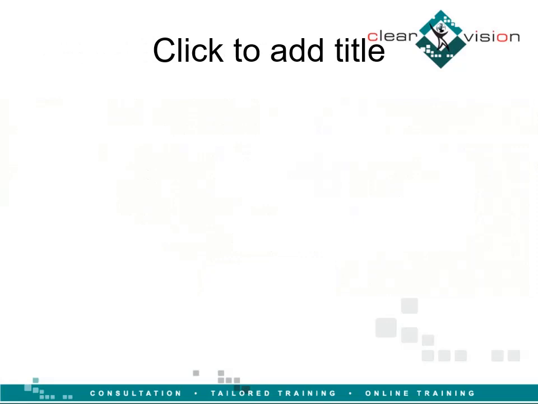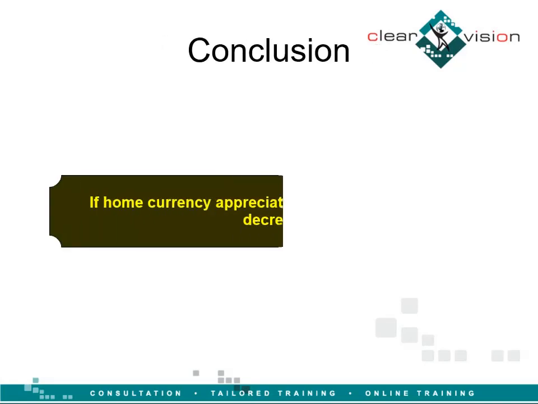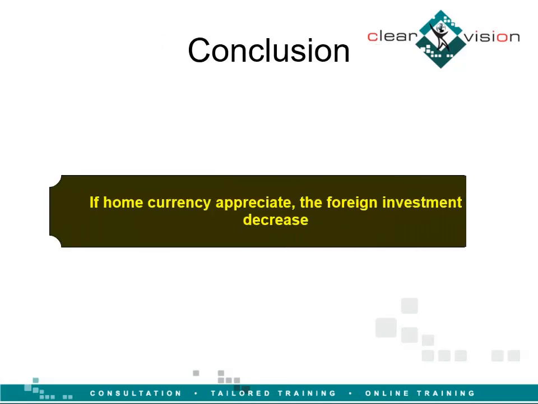This will result in a return relative of 1.0182, which means that the rate of return is 1.82%. So despite the original return being 12%, the home country return is only 1.82%. We can conclude here that if the home currency appreciates, then the value of the foreign investment decreases.